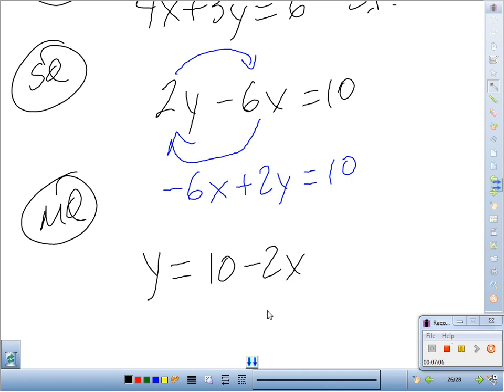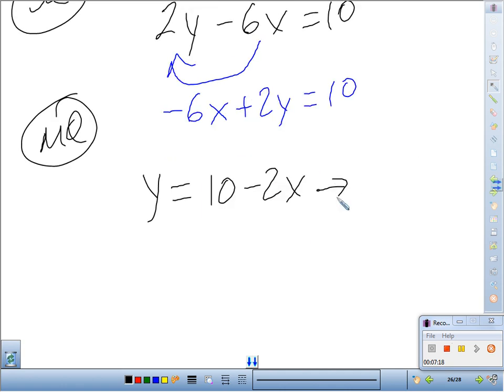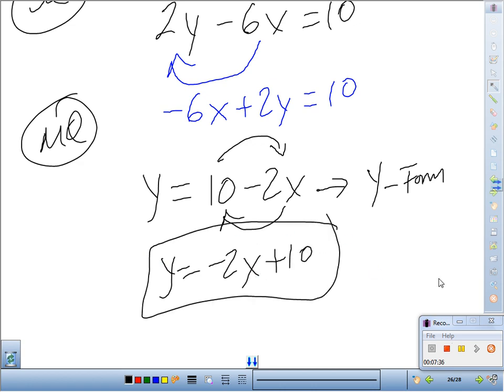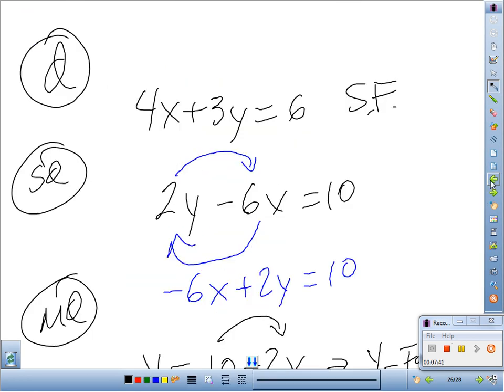So is it standard form? No. Is it slope intercept form? No. The only form that we can think of is Y form. Yes? How can we change this to slope intercept form, everyone? Commutative property, move this one here and this one here. So my slope intercept form is Y equals negative 2x plus 10. We got this? Yes? Yes, Mr. Q. All right, good.